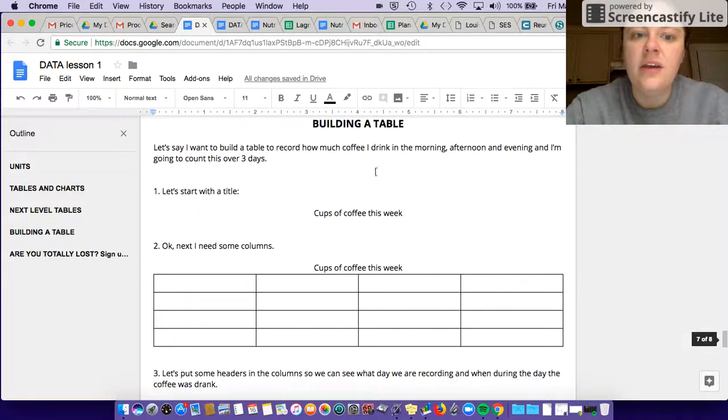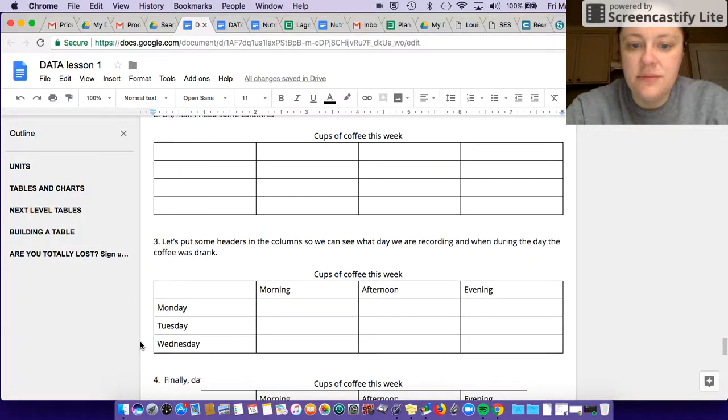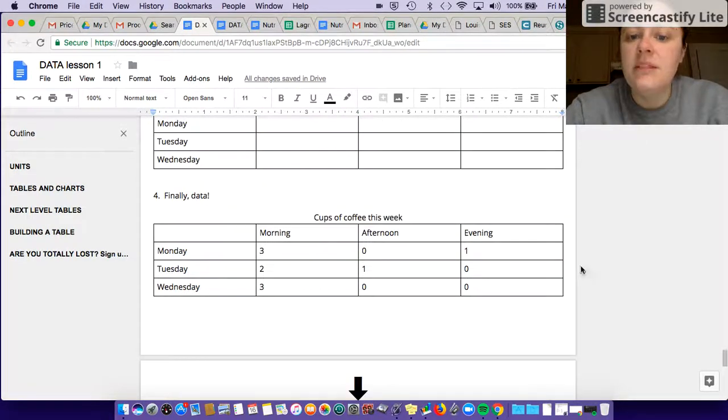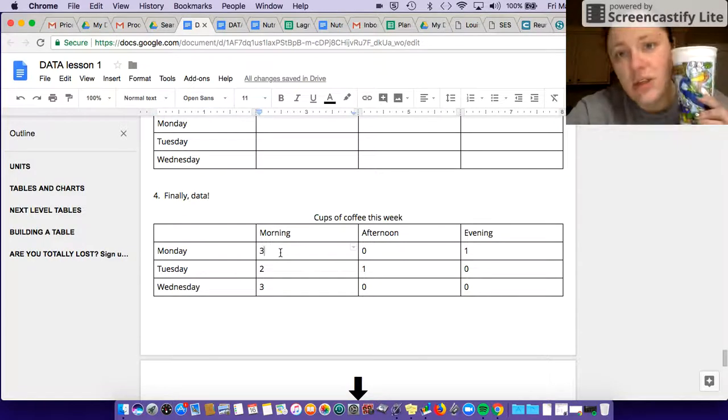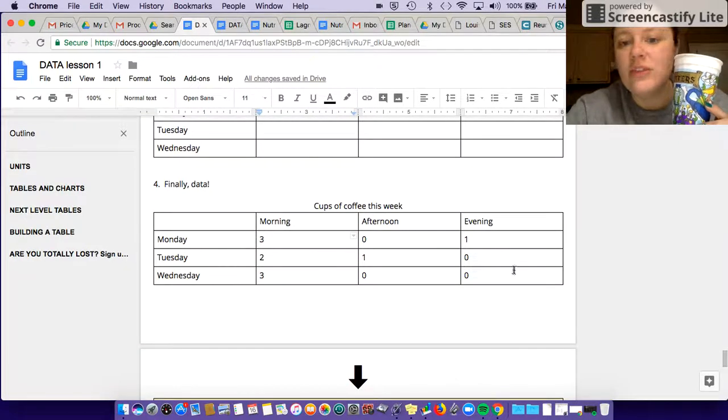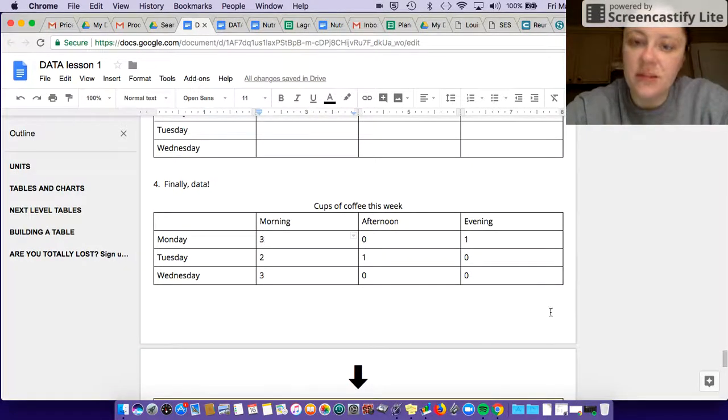All right? This is just where I go over how to build your own table. It's actually really simple. I figure out what I want to study. I make my columns. Put some headers in those columns so I know what the heck I'm talking about. And then I add my data. It's Monday morning and I'm drinking 3 cups of coffee. Oh, that's a lot of coffee. And over the next 3 days, I'll record all that data and come up with this.